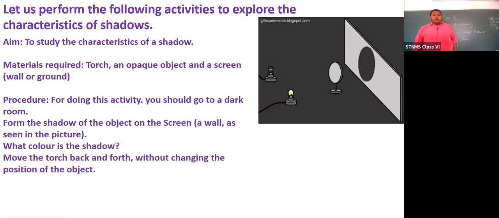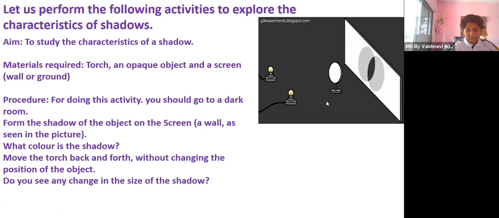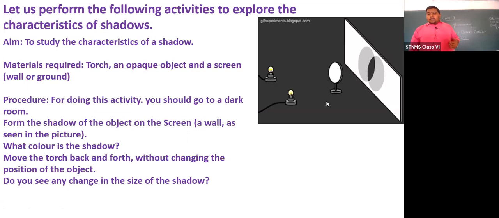Move the torch back and forth. You have to move the torch without changing the position of object or screen. Okay. Do you see any change in the size of shadow? If you move far away from that object, what will be the size of the shadow? Big. It will be bigger in size. Yes. And what if we go near to that object, what will be the size of the shadow?